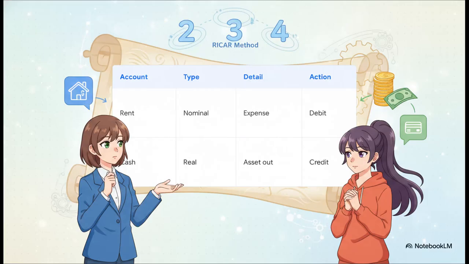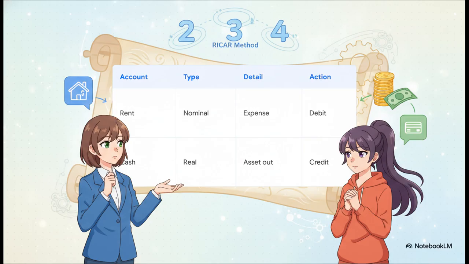Okay, let's run it through our RCAR machine. Step 2, identify: our 2 accounts are rent and cash. Step 3, classify. Rent is an expense, so that's a nominal account. Cash is an asset, so it's a real account. Now, step 4, apply the rules.